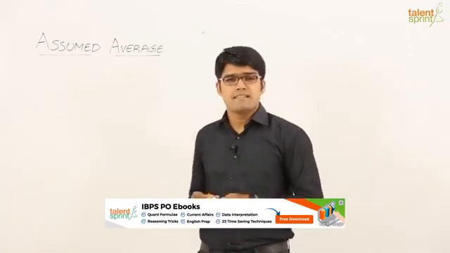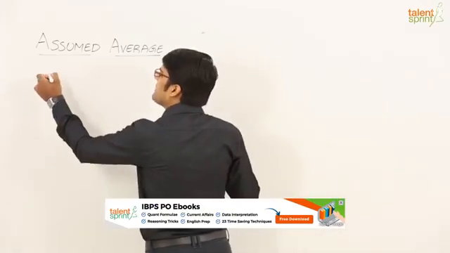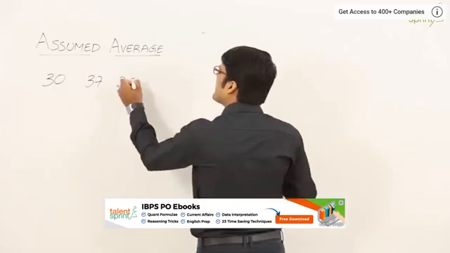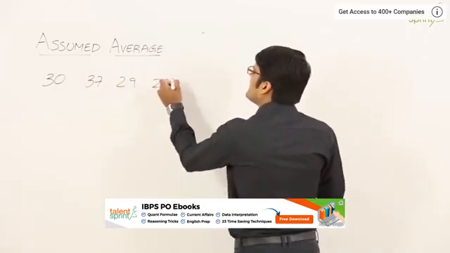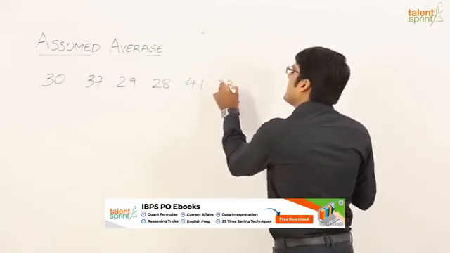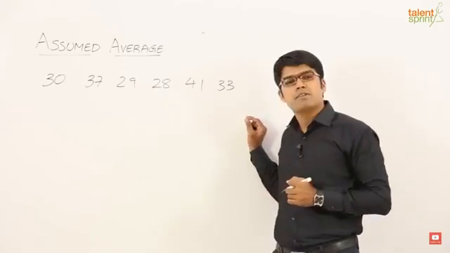Let us understand this with the help of an example. Let me take some values here. Let's say 30, 37, 29, 28, 41 and 33. Alright, so here we have got 6 values and we are required to calculate the average of these values.